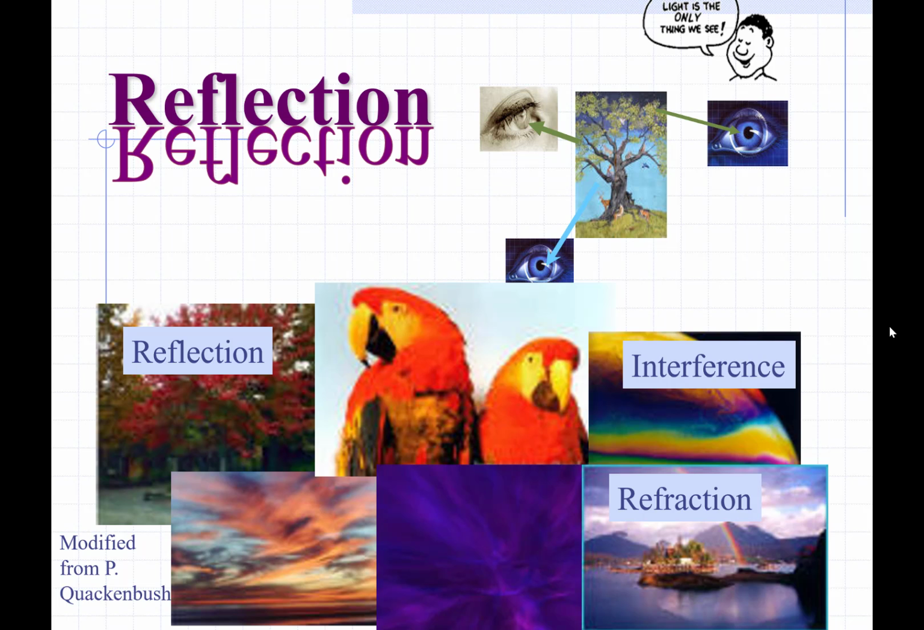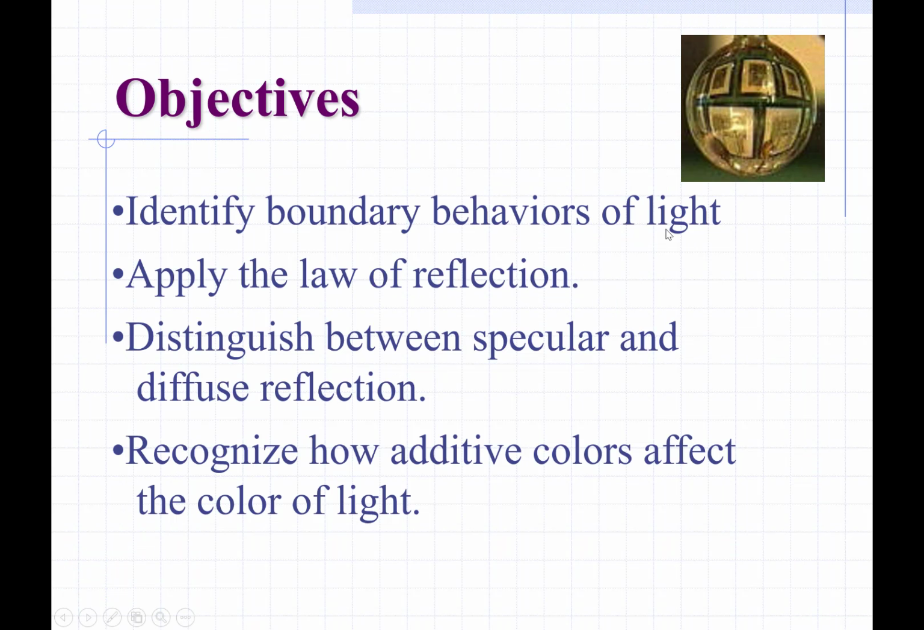In this video, I'm going to be talking about different boundary behaviors of light, the law of reflection, specifically applied to light, but really applied to all waves. I'm going to talk about the difference between specular and diffuse reflection, and we're going to discuss how additive colors affect the color of light, a little bit about color and why we see what we see. So let's get right into it.